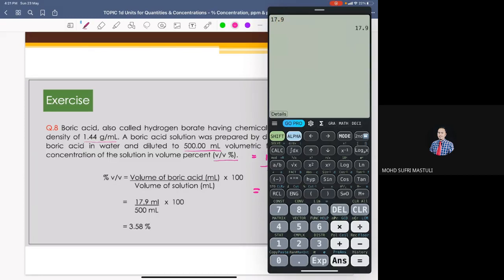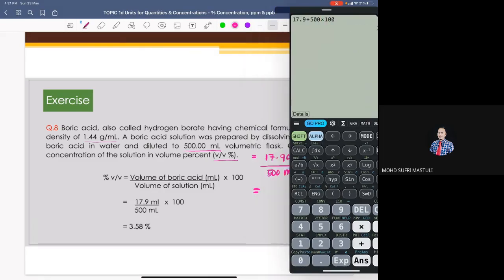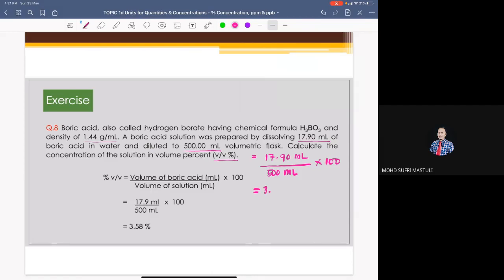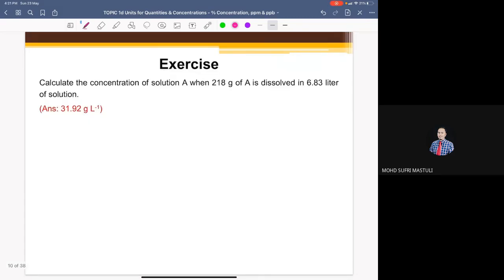So this one is 17.9 over 500 times 100. So 3.85% volume per volume. So this is the exercise that you should try. The answer is already provided. You can check.